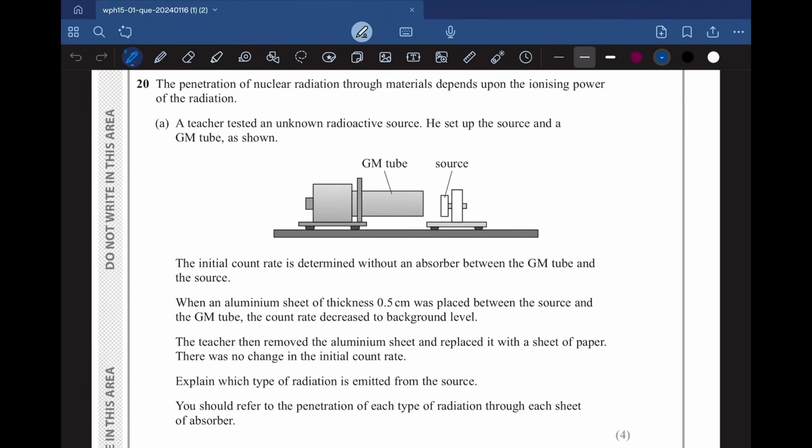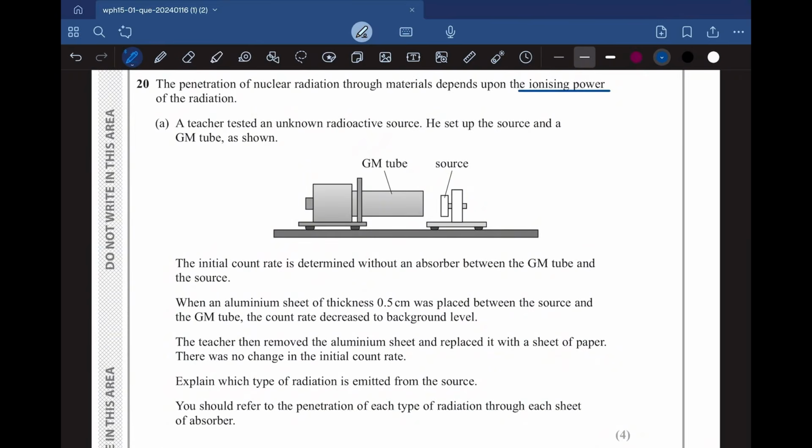It says the penetration of nuclear radiation through materials depends upon the ionizing power of the radiation. As soon as I read this line, ionizing power, I should know that alpha particle has the highest ionizing power, right? A teacher tested an unknown radioactive source. He set up the source and a GM tube as shown. Just the thing I was saying, that alpha particle has the highest ionizing power, but its penetration power is low, right?